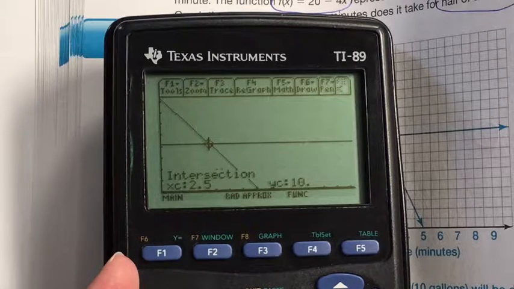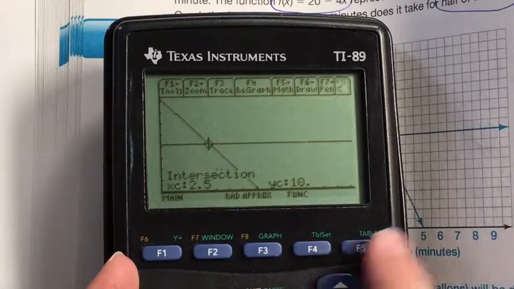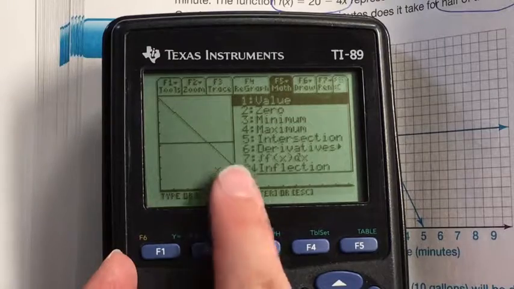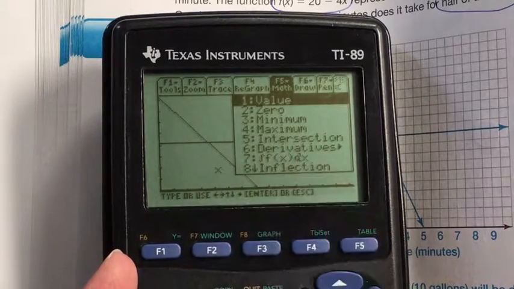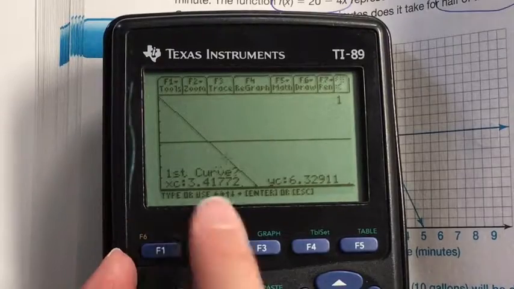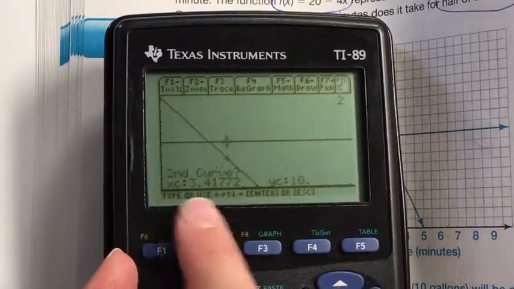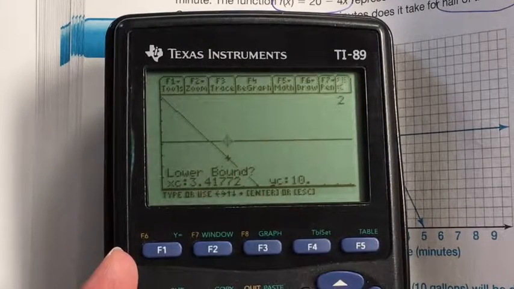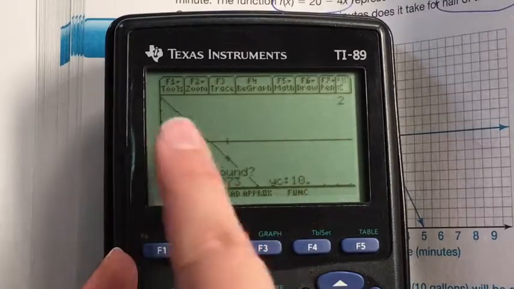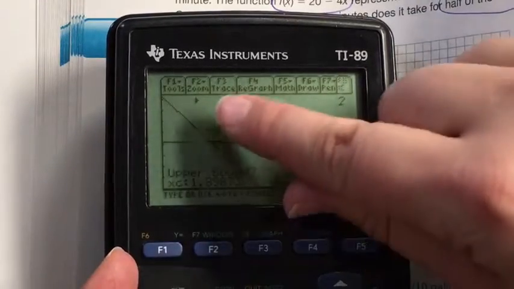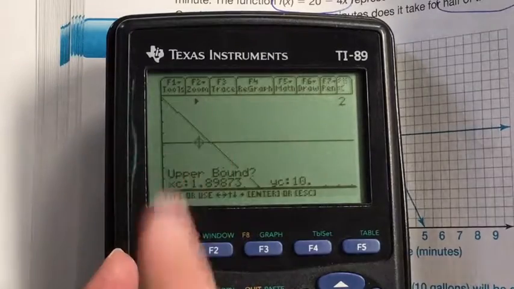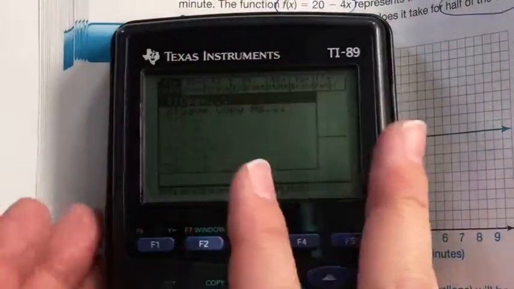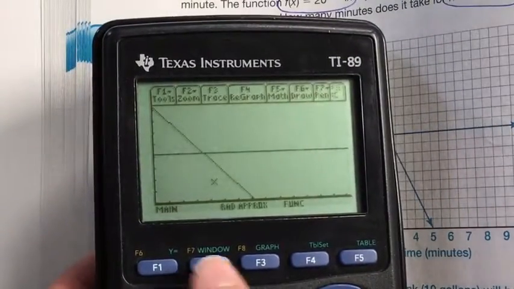Want me to go through that again? Yes. Okay, so you do F5 for math, right? It says math right there, so you're going to push F5. And you want to find out where they intersect. You want to find the intersection, so you're going to push 5. It'll say first curve, you push enter. Second curve, push enter. Now it asks this lower bound. That means you need to go to the lower part, or lower than where they intersect. So then you push enter. Do you see this arrow up right here? It's saying we're going to look for an intersection between this point and that point. So basically it's looking for the intersections between there.